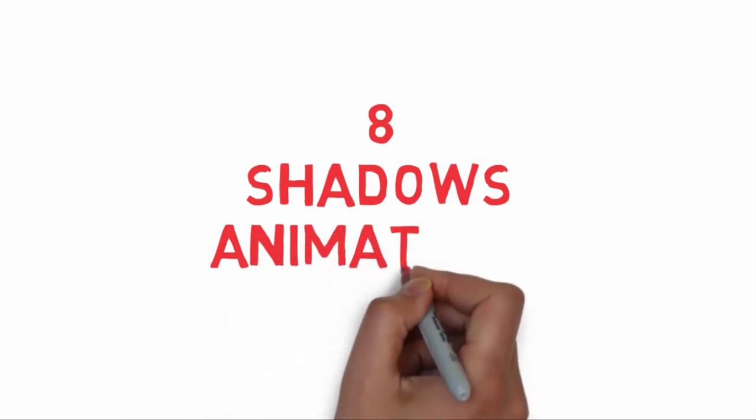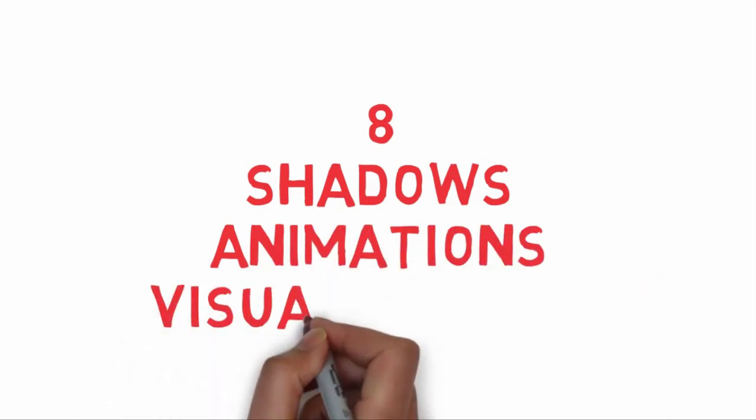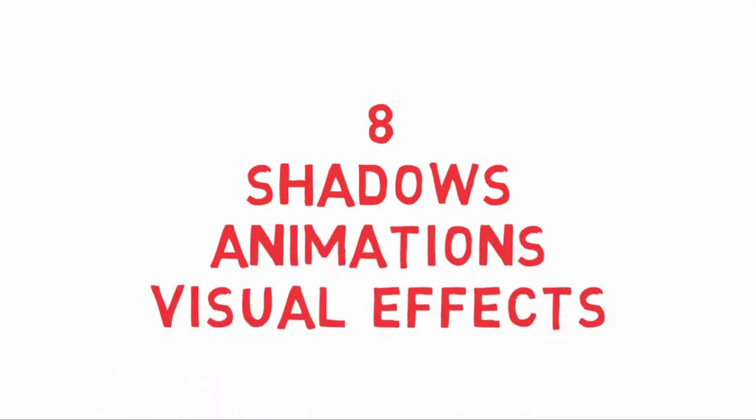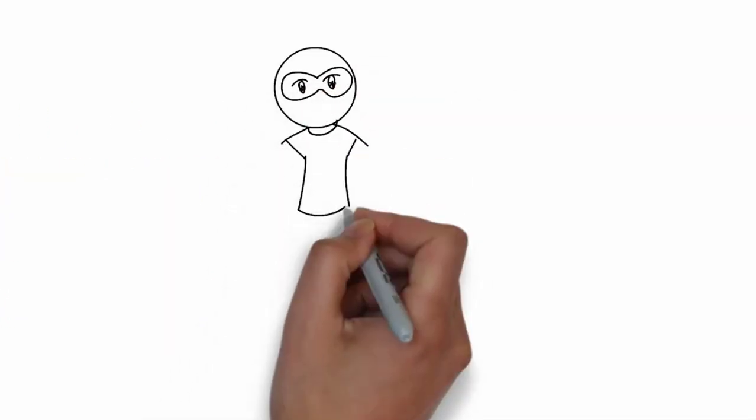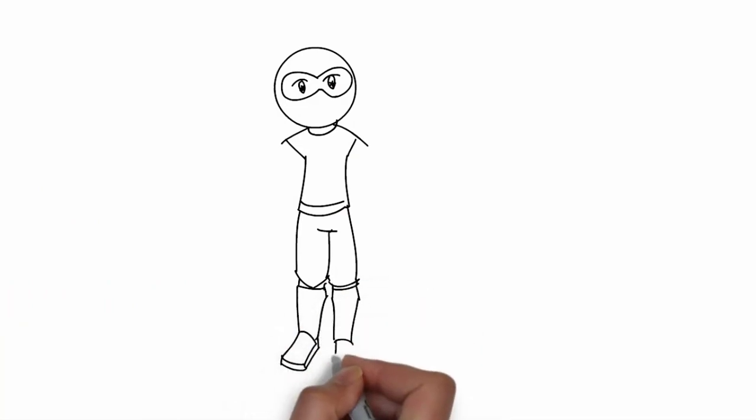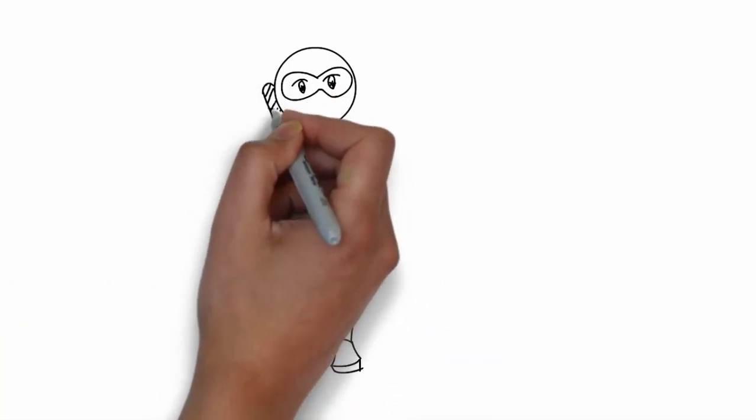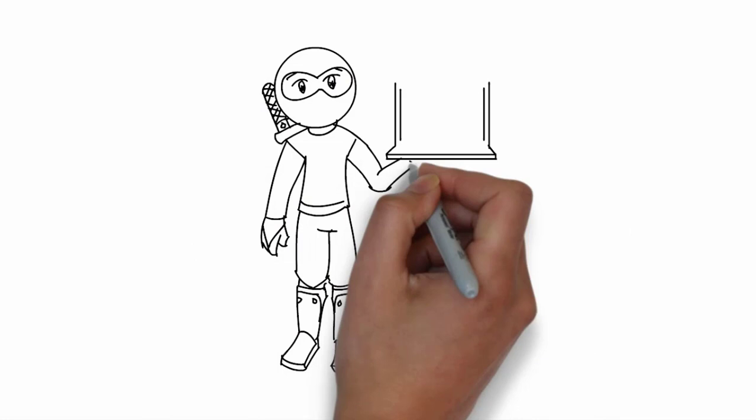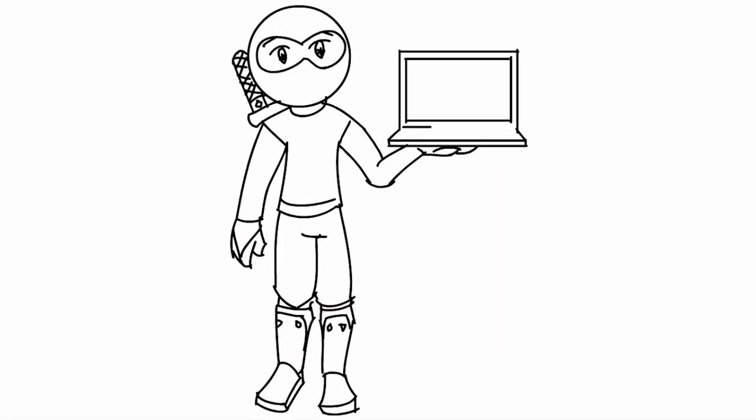Number 8. Disable shadows, animations, and visual effects. Windows 10 has some nice eye candy: shadows, animations, and visual effects. On slower and older PCs, they can exact a performance hit.